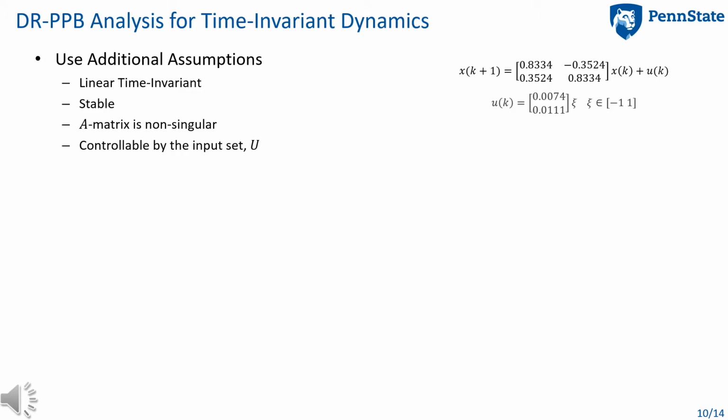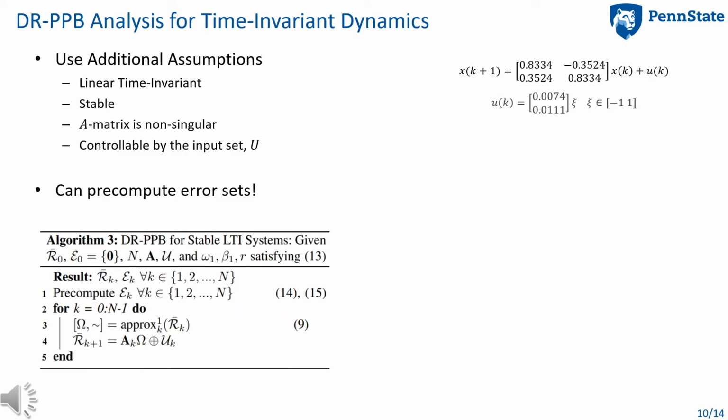By assuming stable linear time invariant dynamics, that the A matrix is non-singular, and that the system is controllable by U, it is possible to pre-compute error sets. The general Drawby's algorithm can be adjusted as error sets no longer are required to be computed online.